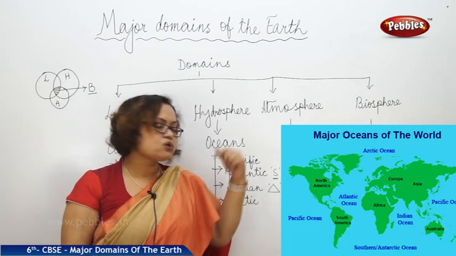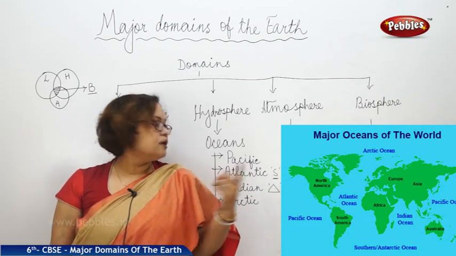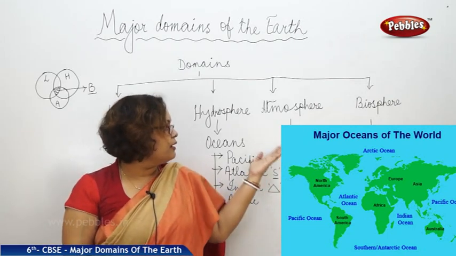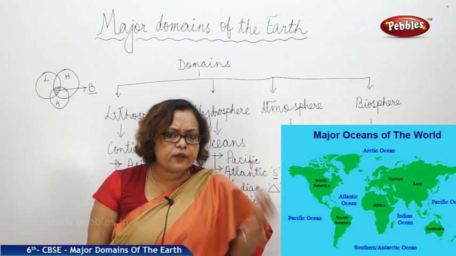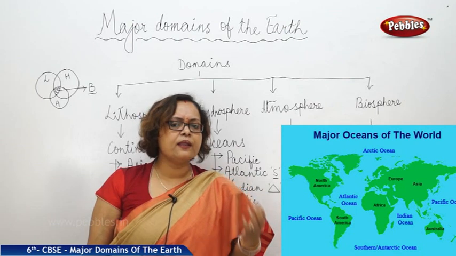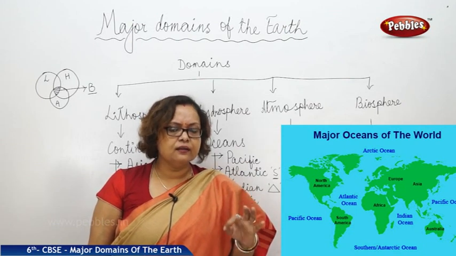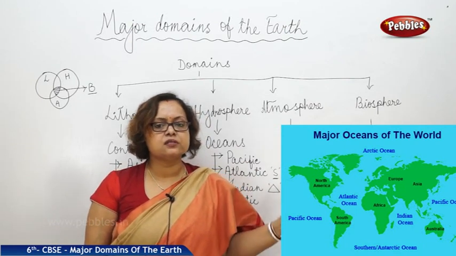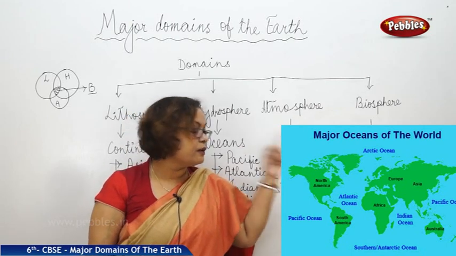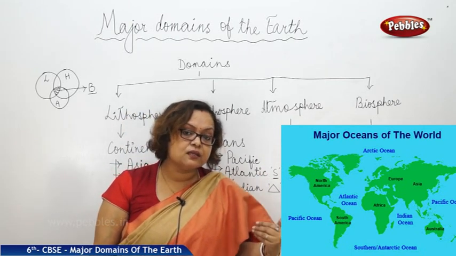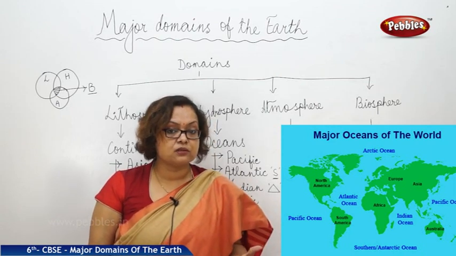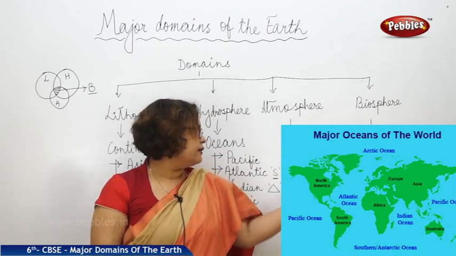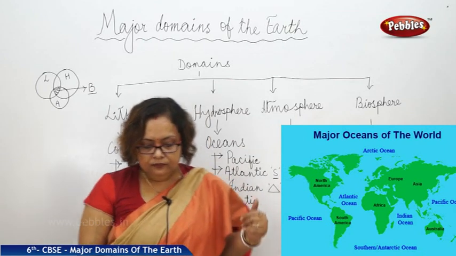Then comes oxygen, 21% of our atmosphere. Oxygen is the most required gas for us. We breathe in oxygen. Earth is the only planet we know that has oxygen, and we are benefited by it, and that is the reason we are the living planet. We can claim ourselves as a living planet because of oxygen.